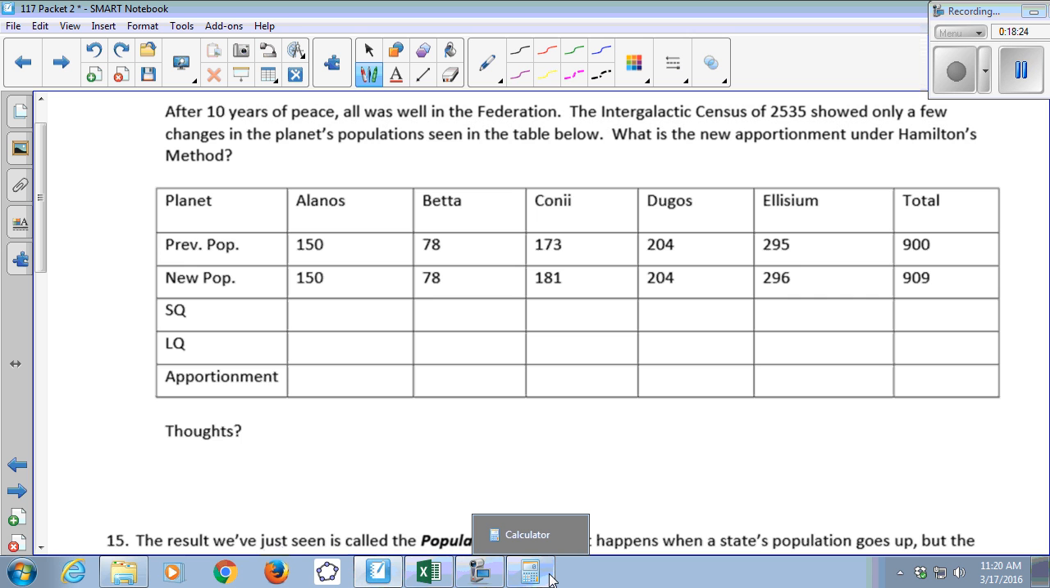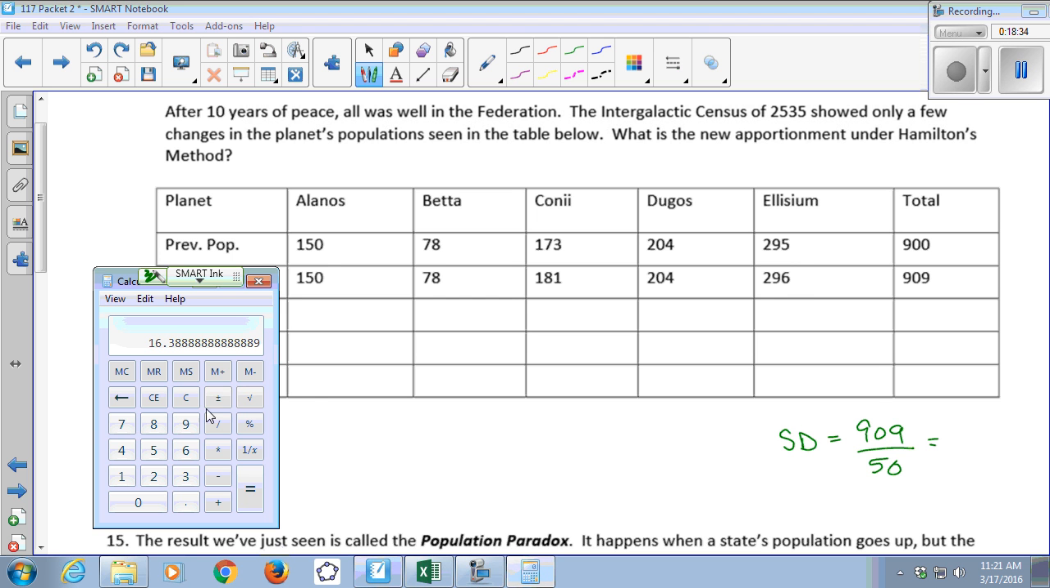All right, so let's see, my standard divisor is now 909, which is my total population, divided by still 50 seats to apportion. And I get 18.18. So I divide each state's population, their new populations, by 18.18. All right, 8.25. 4.29.